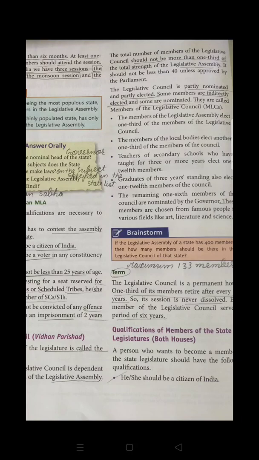These members are chosen from famous persons in various fields like art, literature, science. So a person who has done something very good in a particular field, whether it is arts or literature, or who has a good reputation in his field, or who has done a lot of work in his field, is chosen and nominated by the government.